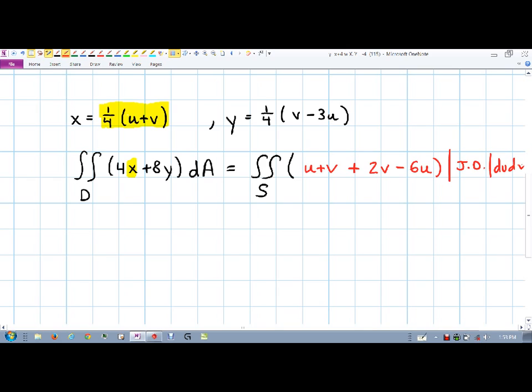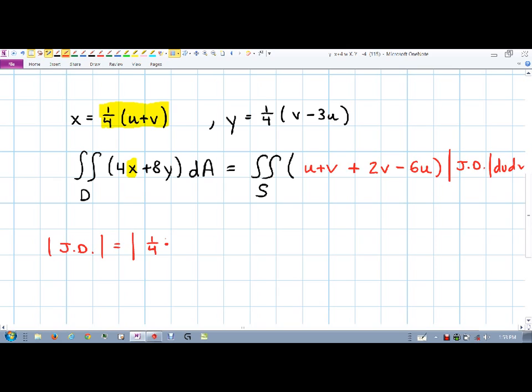The partial of x with respect to u, right? Partial v. So let's do that right here. I'm going to do it all in one step. Partial of x with respect to u. What would you get? One over 4. Times partial of y with respect to v.